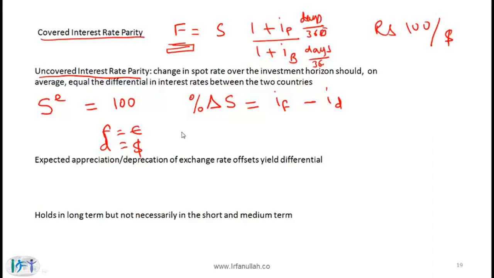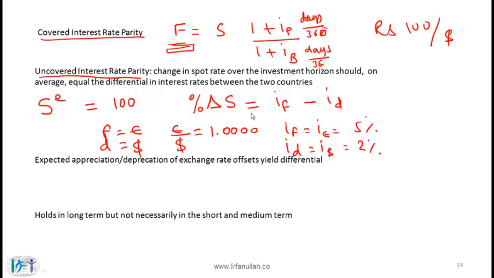Let's also say that currently the exchange rate, which is euro to dollar, so how many euros per unit of dollar? For simplicity, let's say that this is 1.0000. So this is our initial exchange rate. Let's also say that the interest rate in the foreign currency, which is the euro, is equal to 5%, and the interest rate on the domestic currency, which is the dollar, is equal to 2%.